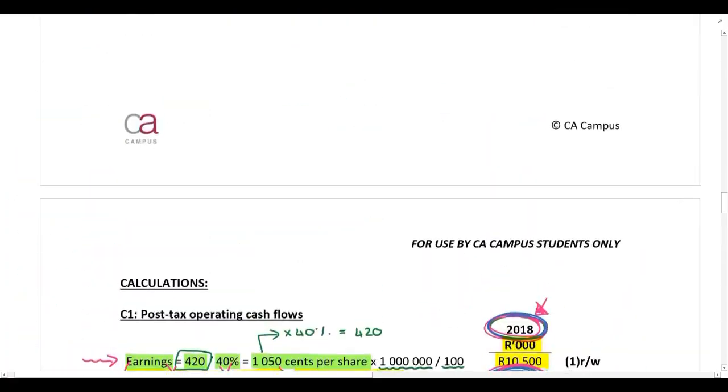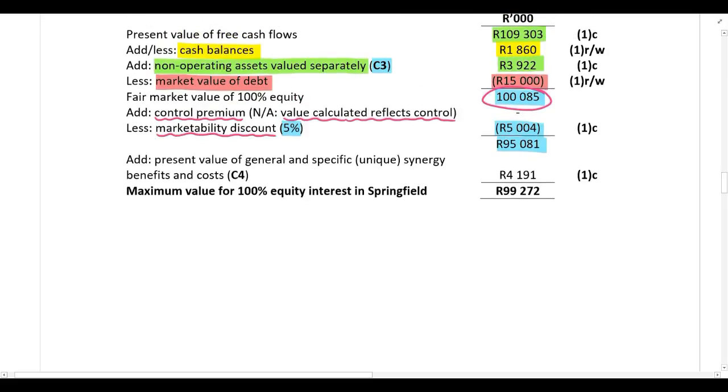So if you go back to step 3, you just include that in your calculation over here because we are calculating the maximum value. So where do you take these synergy benefits and related costs into account? After you've looked at your owner level or your shareholder premiums and discounts, but before you multiply by the percentage shareholding, you take it into account. Now, we don't need to multiply by the percentage shareholding because in the required, we were asked to value 100% of the shares in Springfield. So that is the maximum value, and that answers part B of the required.